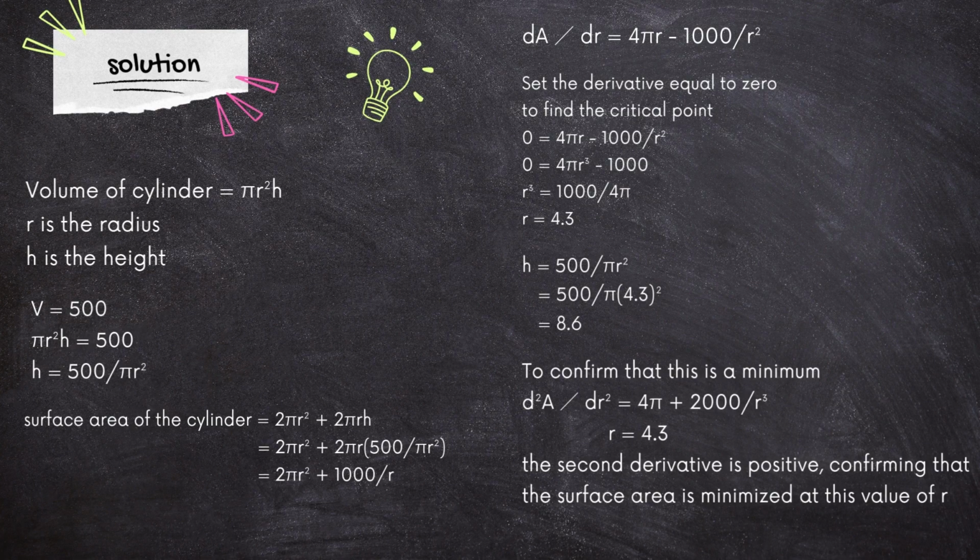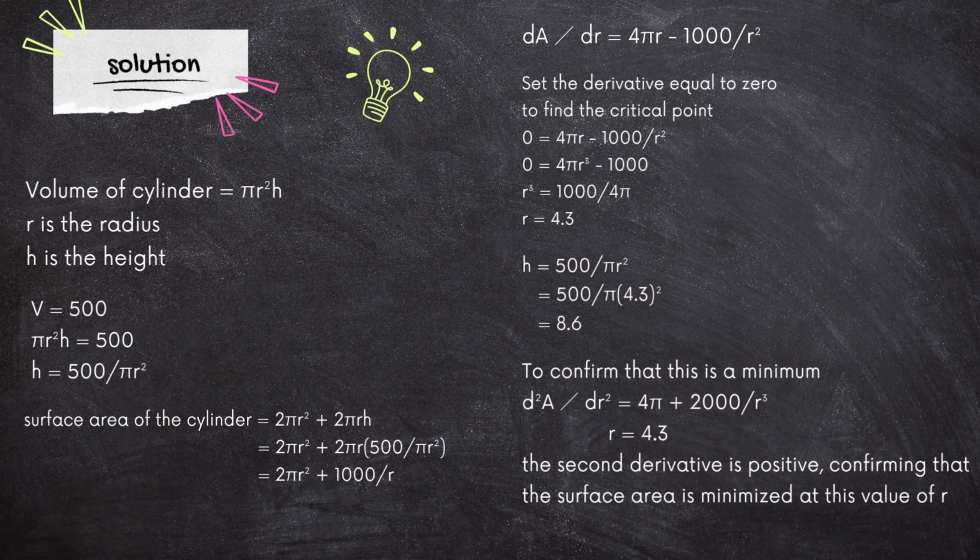After differentiating the equation, we get dA/dr equals 4 pi r minus 1000 over r squared. And then we set the derivative equal to 0 to find the critical point. So we get 0 equals 4 pi r minus 1000 over r squared. And then we simplify it until we get r, which is r equals 4.3.